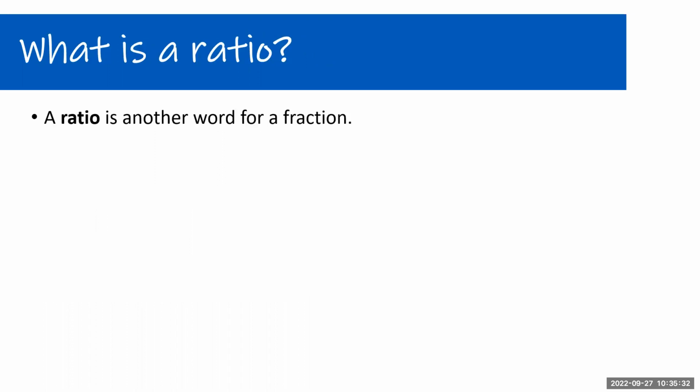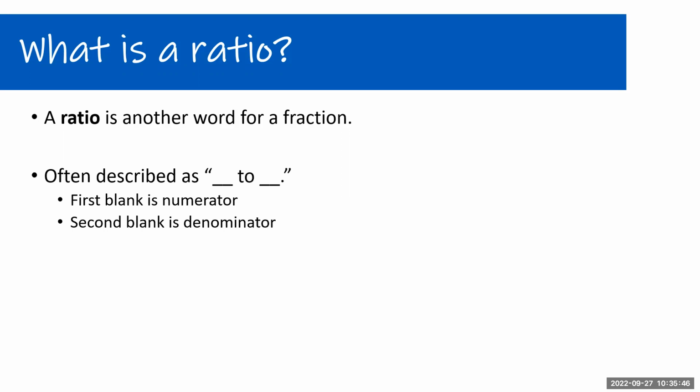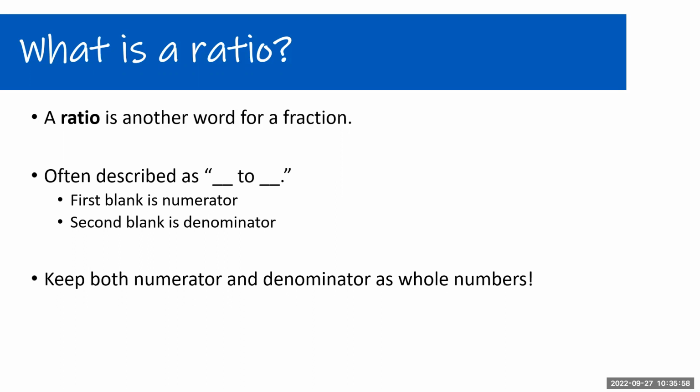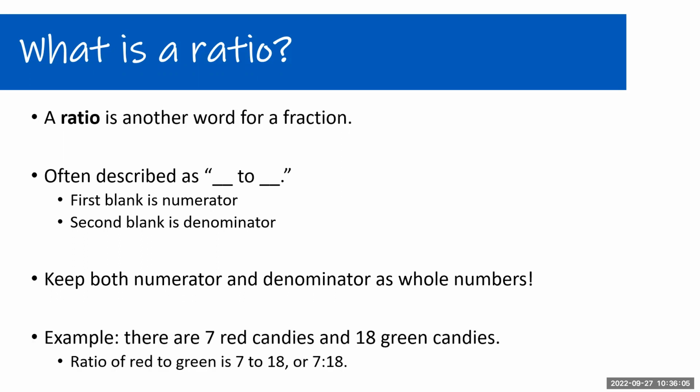So we're going to start with some basic definitions. First, we're going to define ratio. So what do I mean when I tell you that something is a ratio? Really, it's just another word for a fraction. We have a numerator and a denominator. A lot of times, instead of saying, here's a fraction, we're going to word it a little bit differently. We're going to say blank to blank, so your numerator to your denominator. You're going to want to keep them as whole numbers when you're talking in ratios. It makes the most sense to talk about in whole numbers.